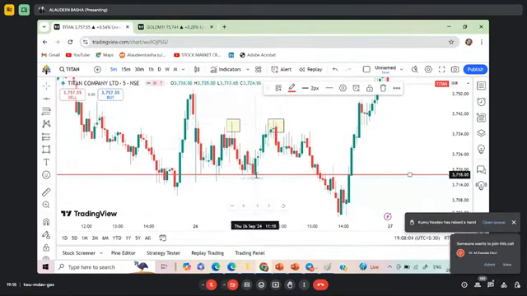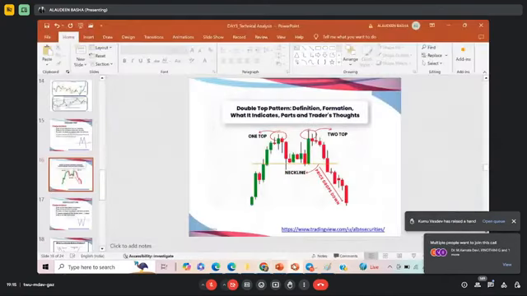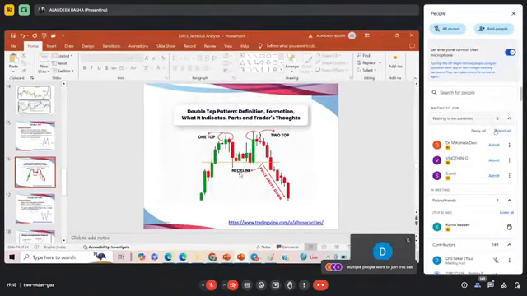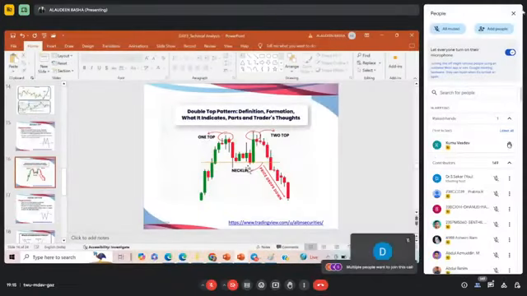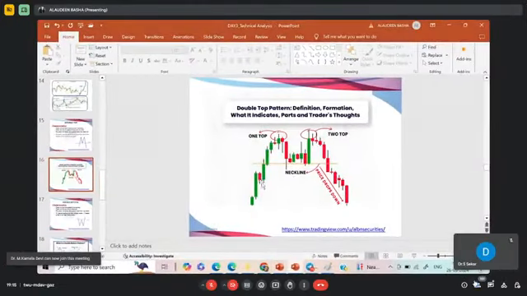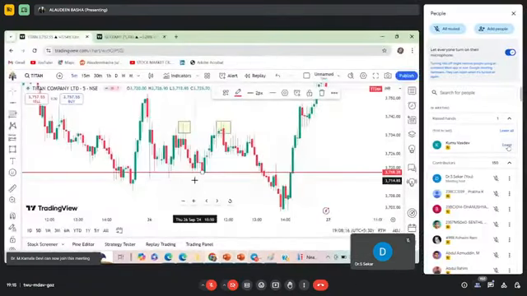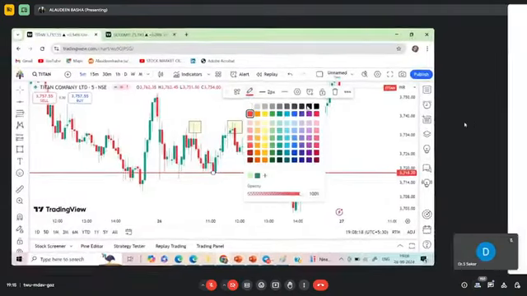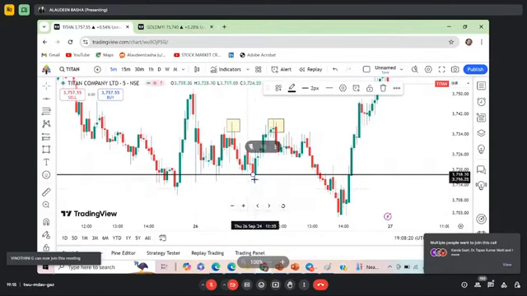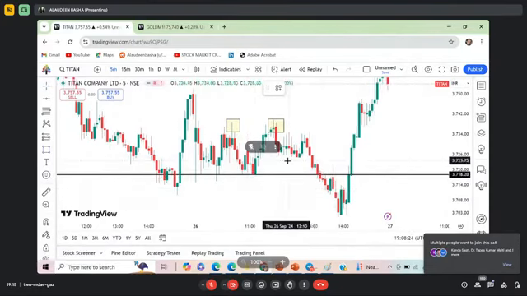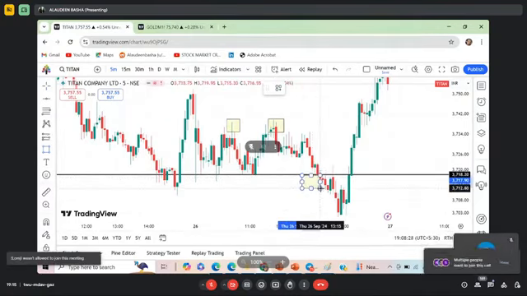Once it breaks this previous support, it is called the neckline. In a double top or double bottom, the previous support is technically called the neckline. So just mark the neckline. I just marked the neckline in black color. Once it breaks here, we'll take the trade. This is the time to take the trade.